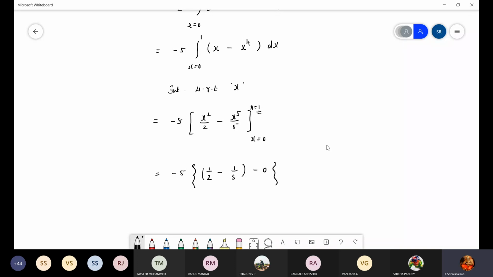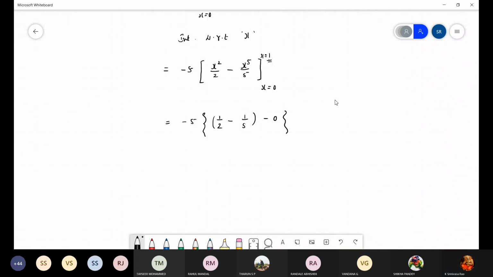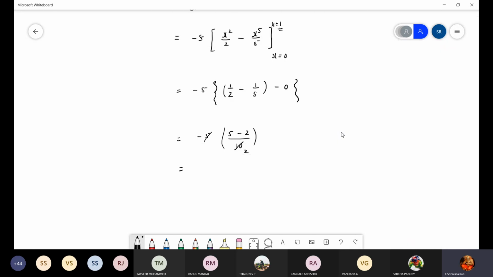Final answer. What is the LCM? 10. Minus 5 I will write as it is. Here 10 is the LCM. 2 fives are 5, into 1 is 5, minus 5 twos are 10, 2 into 1 is 2. I'll get like this. Or see here, 5 ones are 5, twos I can cancel. Final answer? Minus 3 by 2. Very good. This is minus 3 by 2.